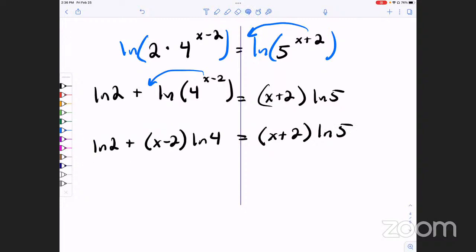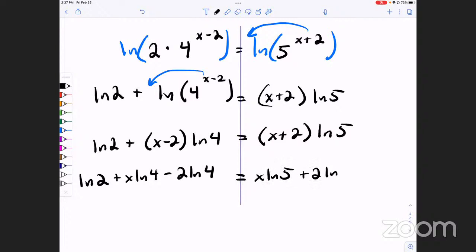Notice that this is some number distributed into a binomial, so we can distribute that number. This is some number times a binomial, so we can distribute this number. Let's expand it out even further. On the left, we get the natural log of 2 plus x times the natural log of 4 minus 2 times the natural log of 4 equals x times the natural log of 5 plus 2 times the natural log of 5.